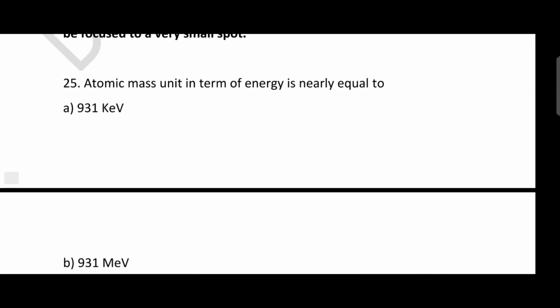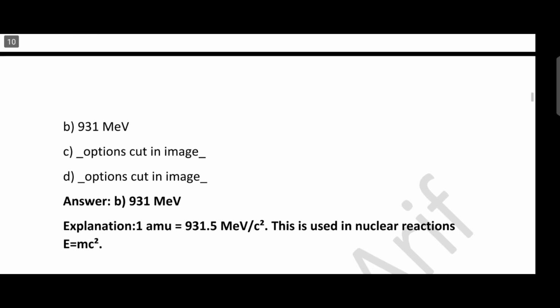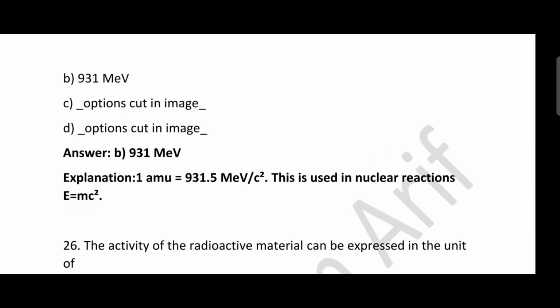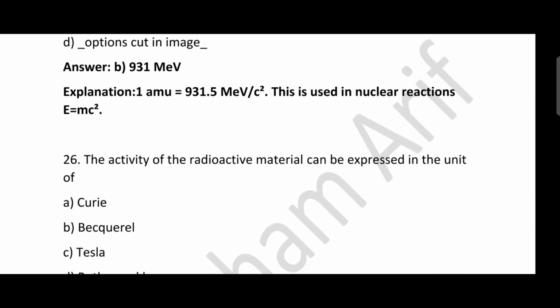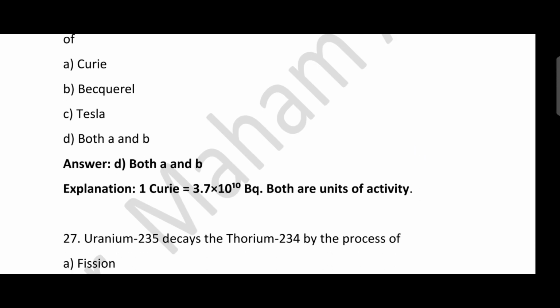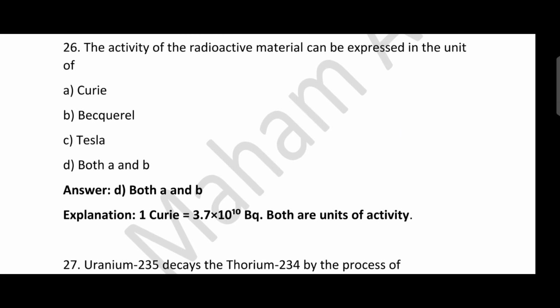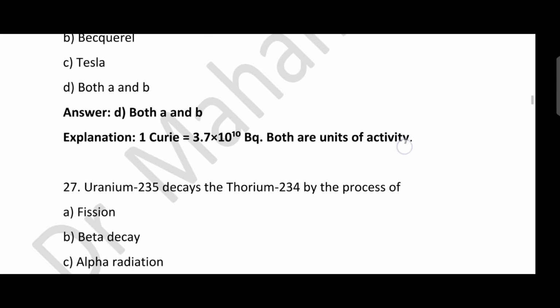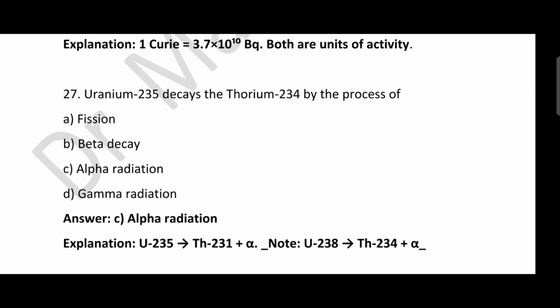Atomic mass unit in terms of energy is nearly equal to, correct answer is option B, that is 931 MeV. The activity of radioactive material can be expressed in the unit, correct answer is option D, that is both A and B, which are Curie and Becquerel, because both are units of activity. Uranium-235 decays to thorium-234 by the process of, correct answer is option C, that is alpha radiation.